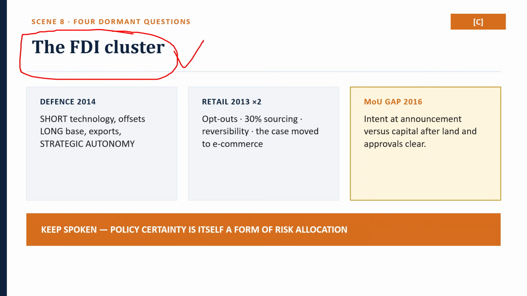Defense FDI, short run and long run. Short run: technology access, offset driven supplier development, and a foreign partner willing to invest because it now can hold a controlling stake. Also, immediate import substitution on the subsystem rather than on platforms. Coming to the long run: a domestic defense industrial base, export capability, and the real prize, strategic autonomy, because a country that cannot make what it fights with cannot choose when to fight.